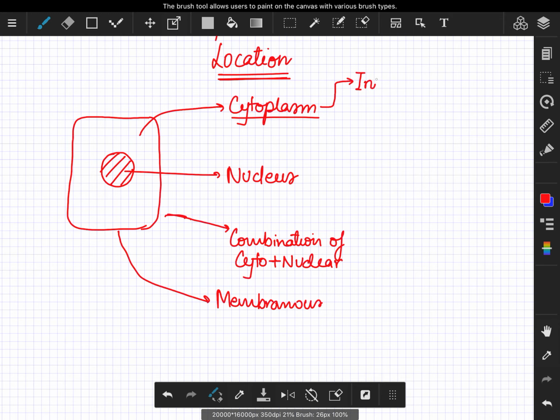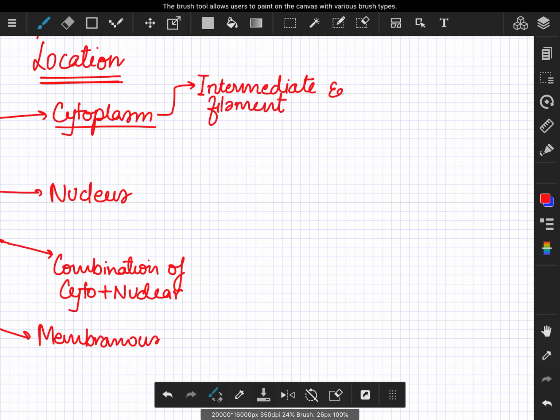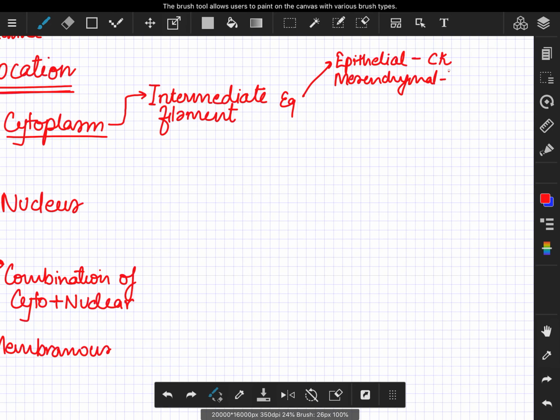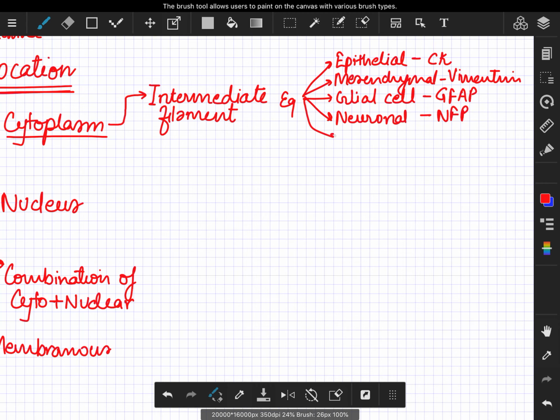All the intermediate filaments. What are intermediate filaments? Intermediate filaments are the filaments which form the cytoskeletal framework. For example, in the epithelial cell we have cytokeratin. In the mesenchymal cell we have vimentin. In the glial cells we have glial fibrillary acidic protein, GFAP. In neurons we have neurofilament protein, and in the muscle we have desmin. So all these will show cytoplasmic positivity.